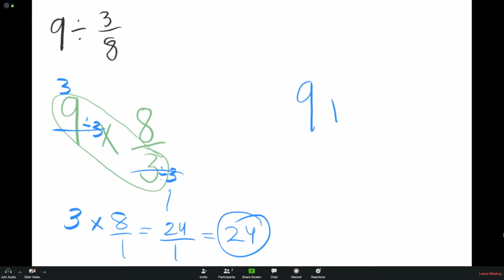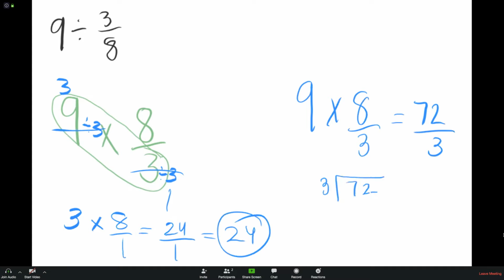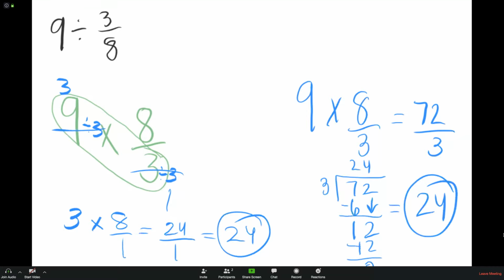If you do it this way, 9 times 8 is 72 over 3. And we have to do long division because it's improper. 3 goes into 7 2 times, which is 6, and we subtract, we get 1. Bring down our 2, and then 3 goes into 12 4 times, which is 12. Remember, when there's no remainder, that just means it's a whole number, 24.